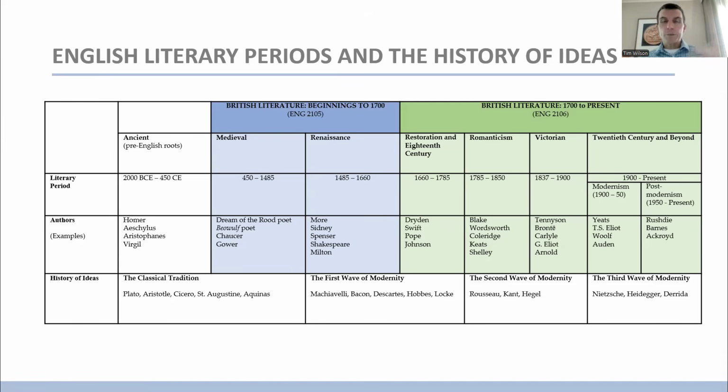Now, I've color coded these because at the University of Ottawa, if you're an English major, you're going to be asked to take two courses. One course is English 2105, British literature up to 1700. That covers those first two categories, medieval and Renaissance. And then you would take English 2106, British literature from 1700 to the present.